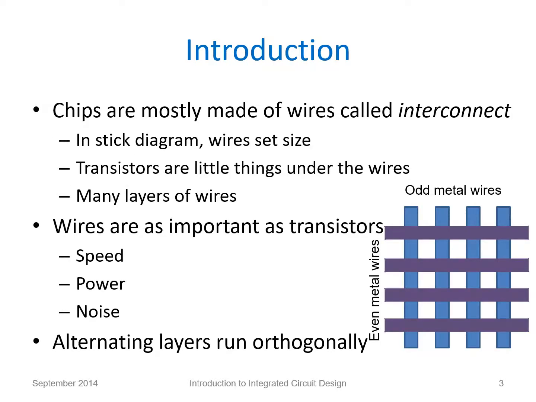Chips are mostly made of wires called interconnect. In a stick diagram, wires set the size of the chip. Transistors, they are just little things under the wires, and there are many layers of wires. Wiring is as important as the transistors when it concerns speed, power, and noise. And as we can see to the right, alternating metal layers run orthogonally, with odd metal wires running vertically and even metal wires running horizontally.